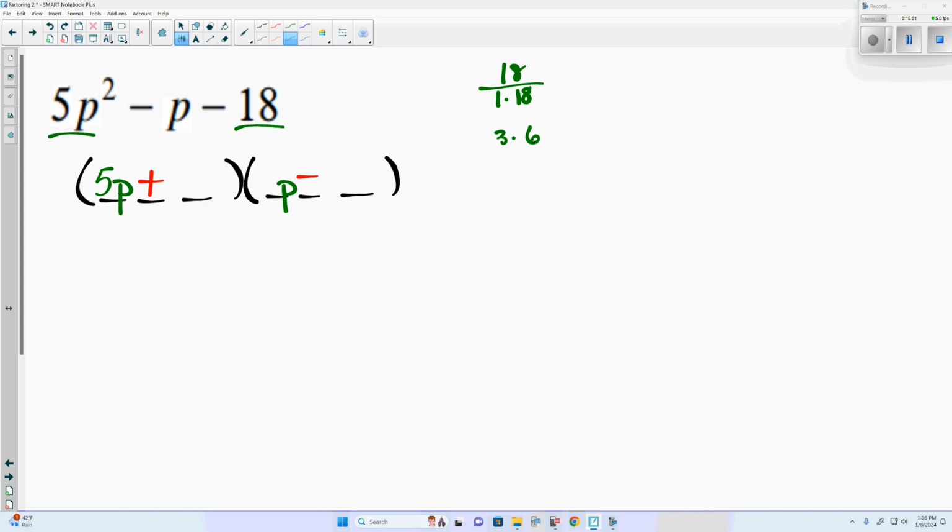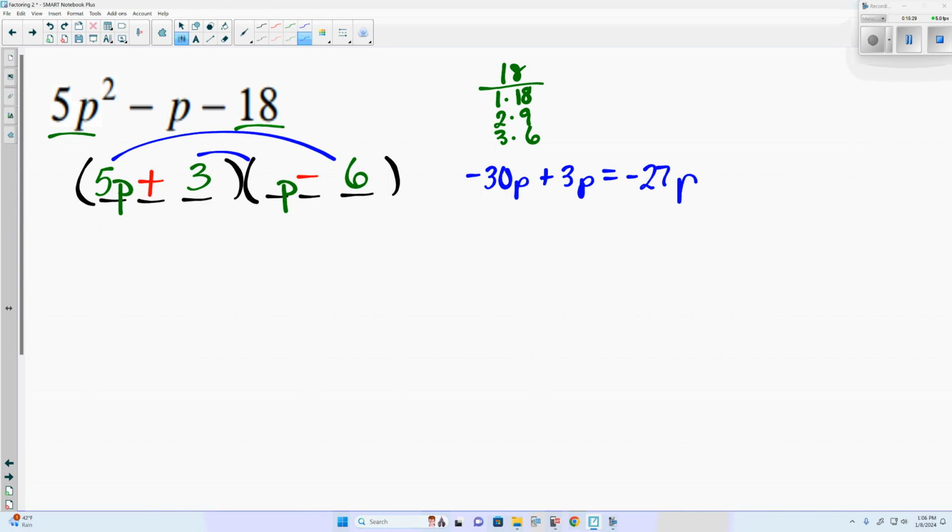1 and 18, 3 and 6, 2 and 9, and that is it. Which one do we want to try first? 3 and 6. And we can check this here. 5p times negative 6 would be negative 30p. 3 times p would be plus 3p. Negative 30p plus 3p would be negative 27p.